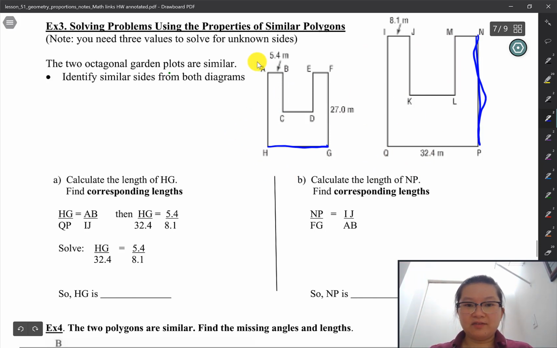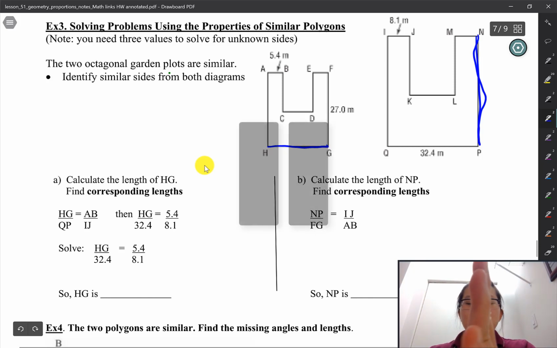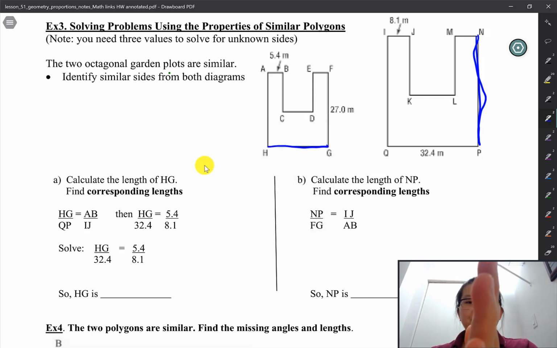There are some side lengths given. So for example, AB is given to us as 5.4 meters. FG is given to us as 27 meters. IJ, on the other polygon, is 8.1 meters, and the bottom side is 32.4 meters. Maybe what I'll do is, here's the prompt. If you want to completely try this question independently, here's a good chance to pause the video. Now, if you want to get some guidance, let's take a look at the two polygons.